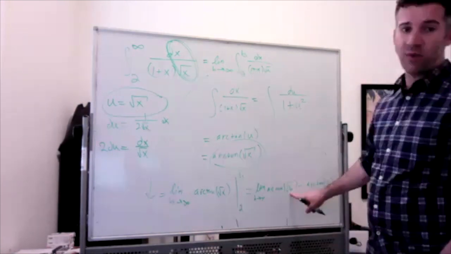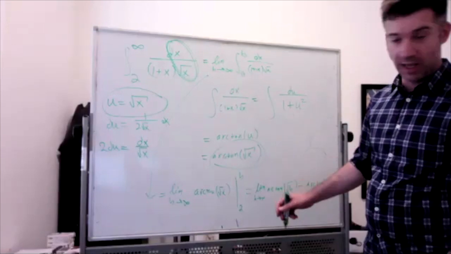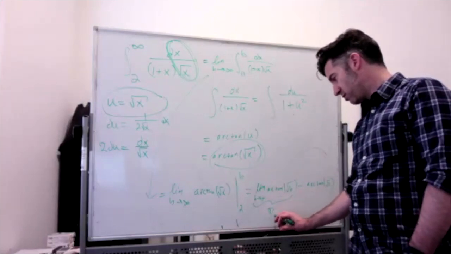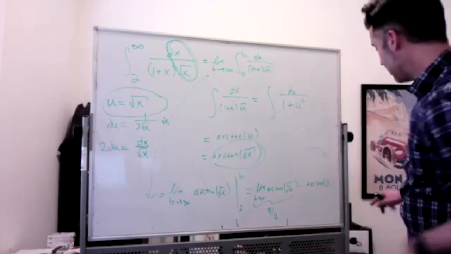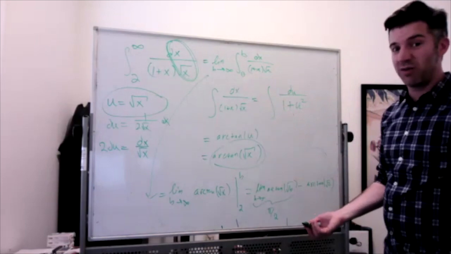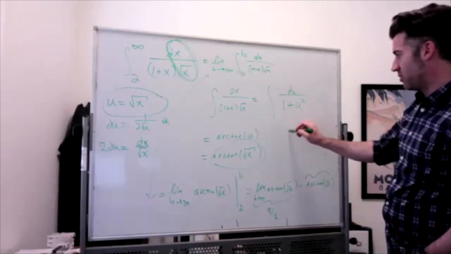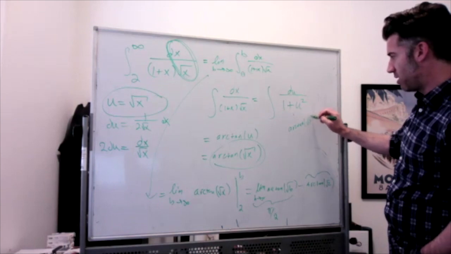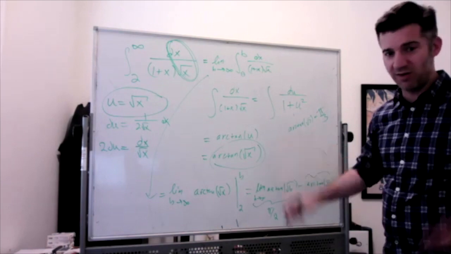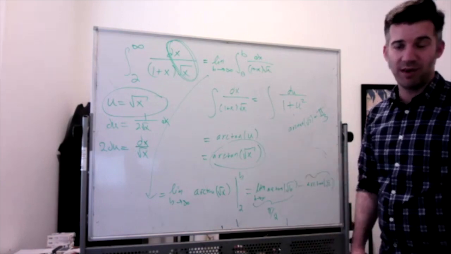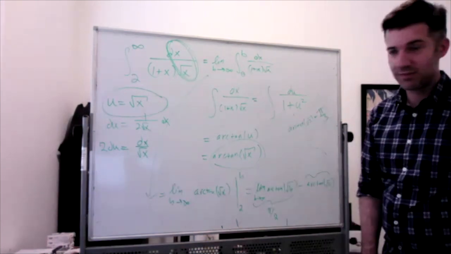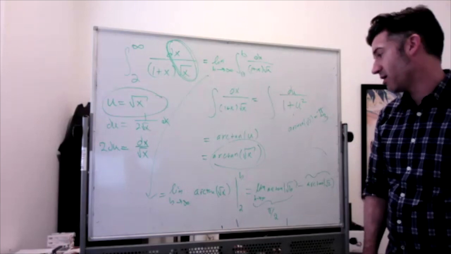As b goes to infinity, square root of b goes to infinity, and the arctangent of infinity is once again pi over 2. And if you just made that a 3 instead of a 2, the arctangent of the square root of 3 is pi over 3. It would have been so cool. The arctangent of the square root of 2 is some other angle that's not a nice pi over 3 or pi over 6 or pi over 4. That's too bad.